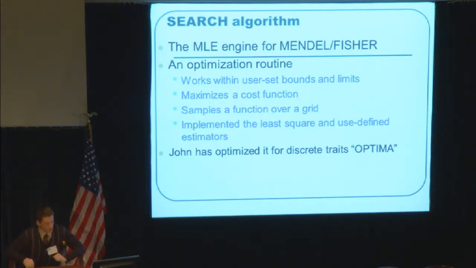And it's an optimization routine, and it works within user-set bounds and limits. It maximizes a cost function by sampling a function over the grid and implements the least square and user-defined estimators. And John has optimized the version of SEARCH for discrete trait analysis, and it's called Optima, but either one is fairly obscure, and you won't have to interact with them when you use SOLAR.